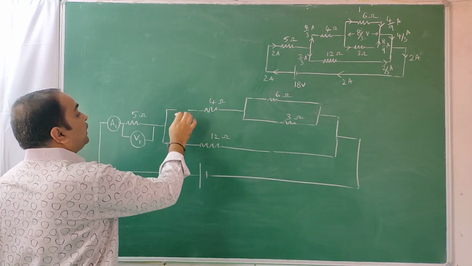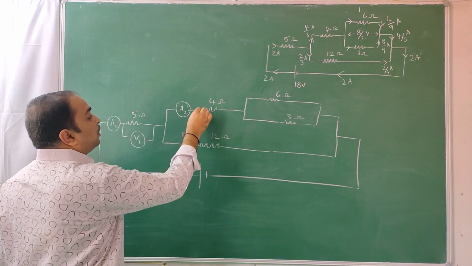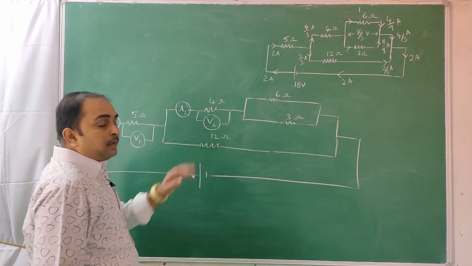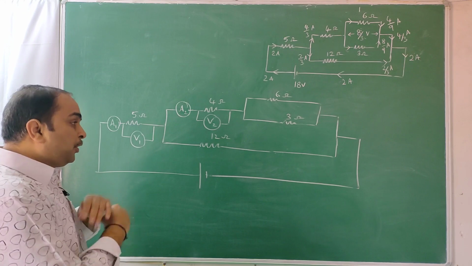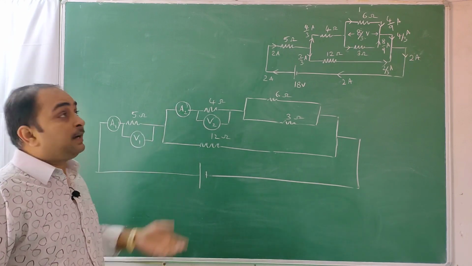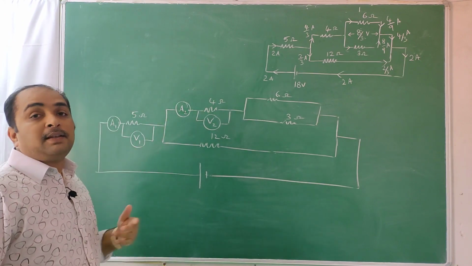Or they can keep an ammeter here, A2. Or they can keep one voltmeter V2 here. I am not saying that they should ask all, but I am going to solve all. They can put one voltmeter or one ammeter at any one place and they may ask you to find the reading. They give the circuit and they'll ask you that.